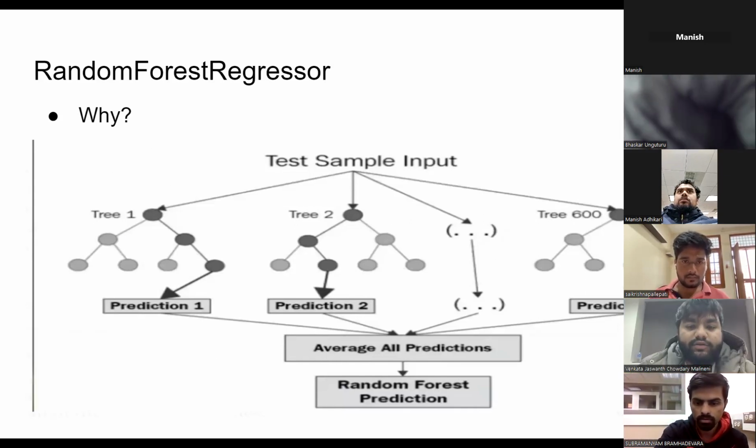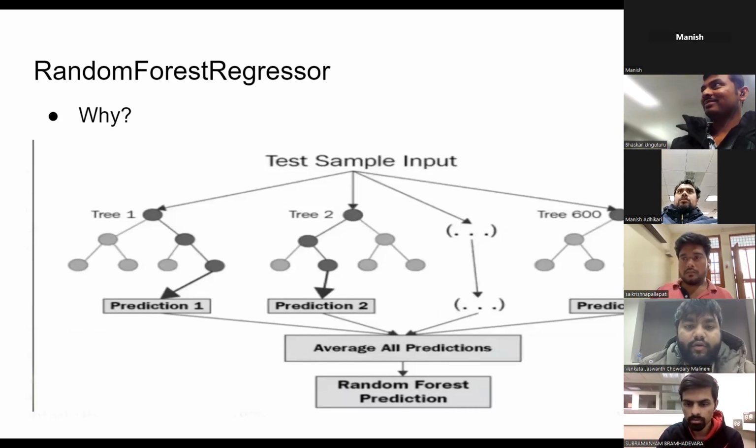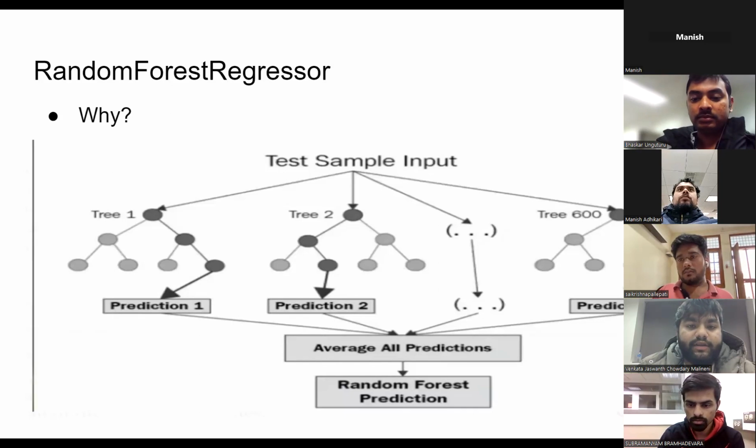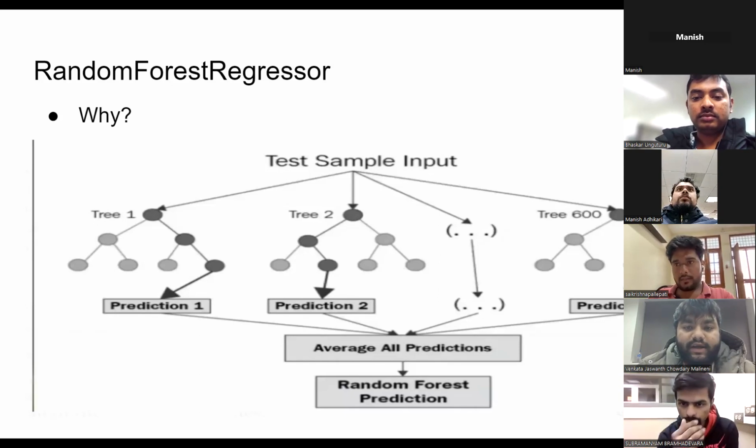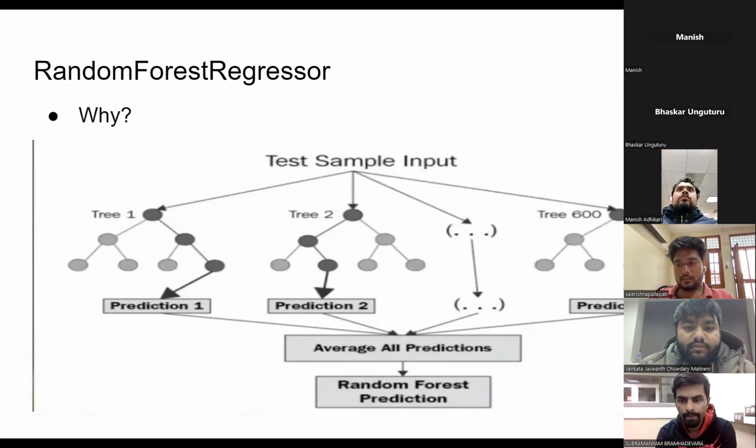So I'm going to talk about the random forest regressor. It is one of the models we use to predict the future score for all the features in the data. Random forest is a meta estimator used for prediction, to get a more accurate prediction.